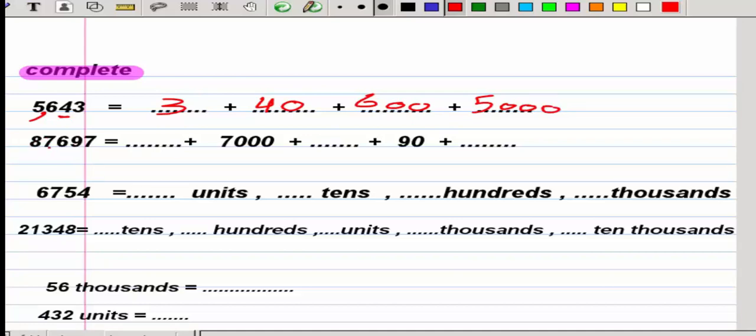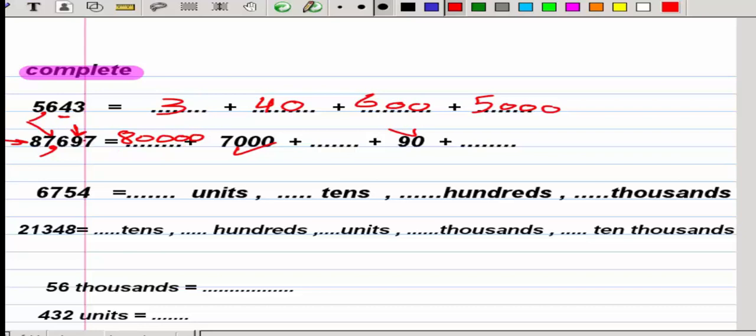Question 2, he said: 87,697 equals space plus 7,000 plus space plus 90 plus space. Here he writes 7 thousands, here he writes 7, and also he writes 90. So we will complete this question. We will write 8. 8 has how many zeros? Count how many digits are before 8 from the right side. Here 1, 2, 3, 4. So we write 4 zeros.